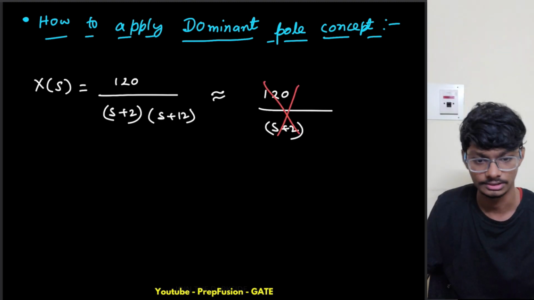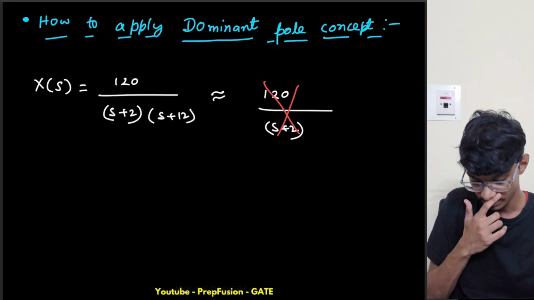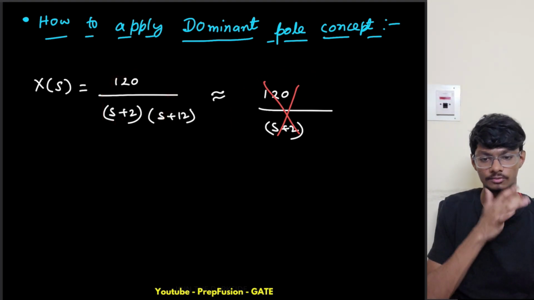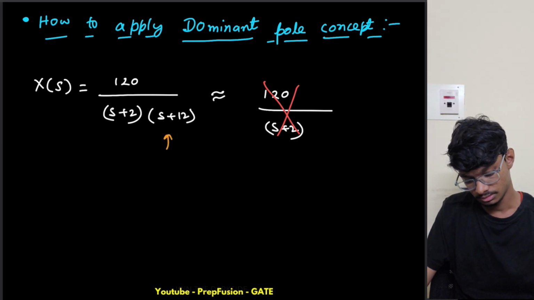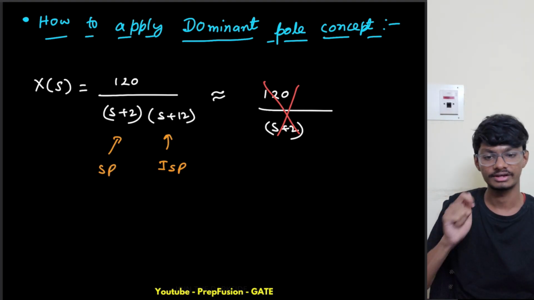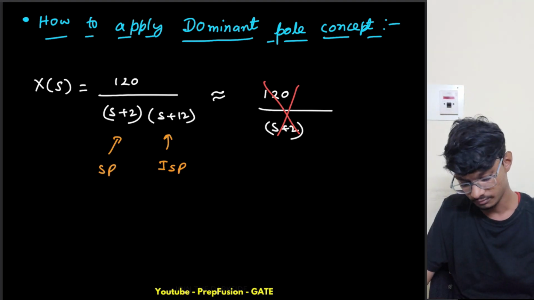No, I can't write this. Why? Because the DC gain of this one and the DC gain of this one isn't the same. This is the insignificant pole and this is the significant pole. What is the DC gain of this?